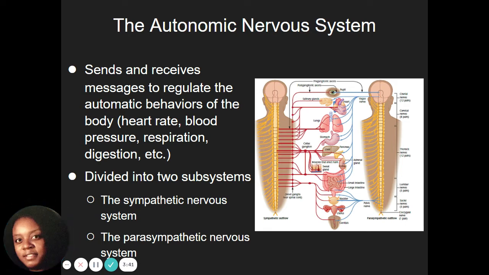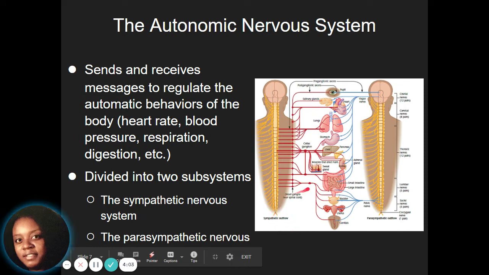The autonomic nervous system, which is a part of the peripheral nervous system, sends and receives messages to regulate the automatic behaviors of the body. So these are things that happen automatically that the autonomic nervous system helps regulate. The autonomic nervous system can be divided into the sympathetic nervous system and the parasympathetic nervous system. Once again, if you look at the chart, your sympathetic nervous system is over here, and these red lines help you see which parts control the sympathetic nervous system, and the parasympathetic nervous system is located right here. And then you can see how the parasympathetic nervous system works in conjunction.